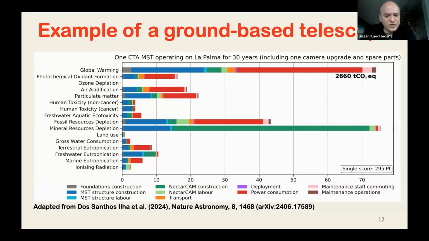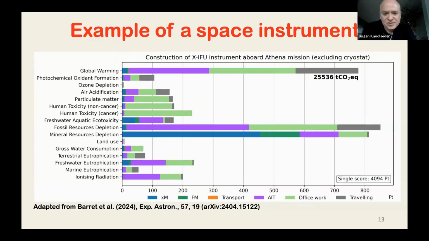So we really have to worry in the first place about global warming, but also about the use of resources. Interesting, for the space instrument globally, it looks similar. Global warming and use of resources are the prime impacts. What's very interesting here, you see the object is much smaller, only 200 kilograms, but the impact is a factor of 10 higher. The single score is over 4,000 points and over 25 kilotons of CO2 equivalent.